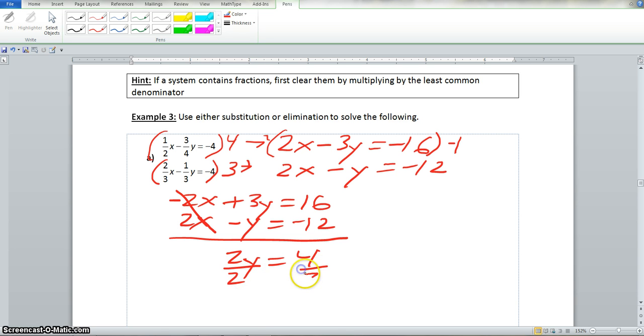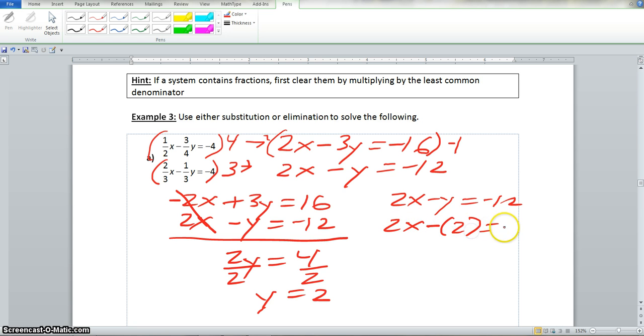We divide each side by 2, and y is equal to 2. Now we have to find our x value. Now we could use one of these two equations. We do not have to use one of the two originals. We could use one of these two after we got rid of our fractions. So I would suggest let's use the bottom equation. So we had 2x minus y equals negative 12. So we had 2x minus 2 for y equals negative 12.